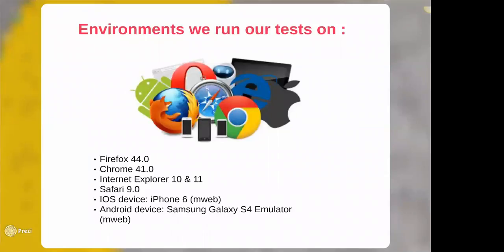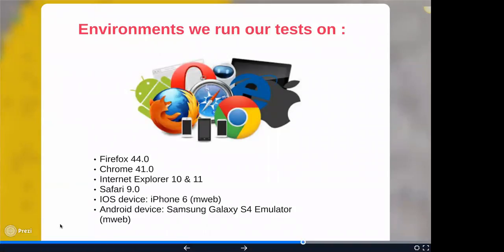Now, the environments we run our tests on. Currently, our tests are running on Sauce Labs, so our Nightwatch framework is integrated with Sauce Labs, and we have the Applitools code in our code. We call the APIs in our code, and then we run these tests on Sauce Labs, which has multiple devices. Currently, we are running our tests on Firefox, Chrome, Internet Explorer 10 and 11, Safari, and iOS and Android devices. This is what we have currently.